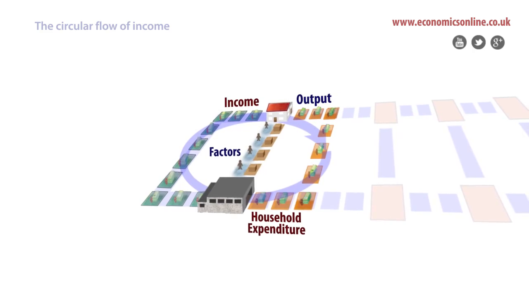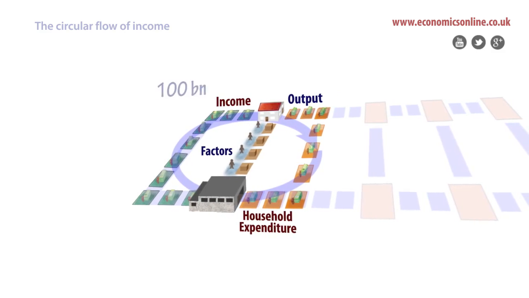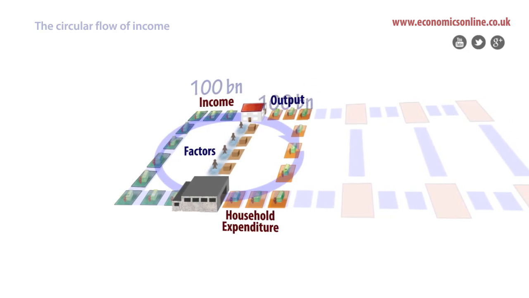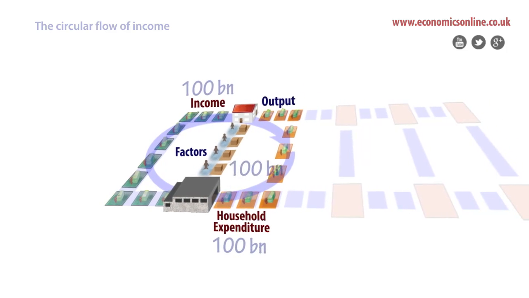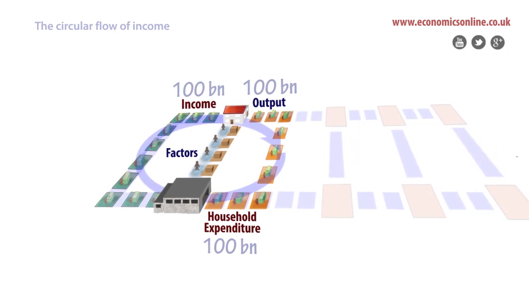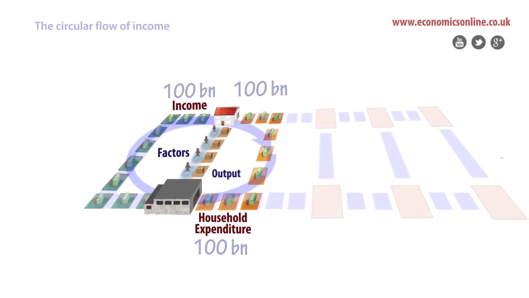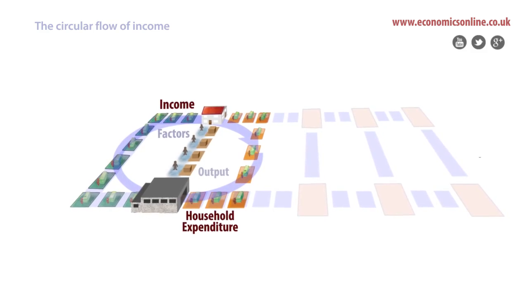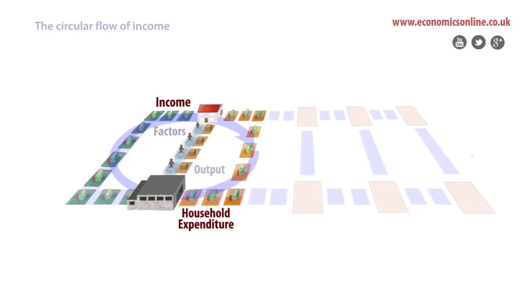For example, if factors together own 100 billion units of currency as an income, and assuming they all spend their income, the value of household expenditure and firms' output is also 100 billion. Each time income circulates between firms and households, it creates jobs, spending, and output.